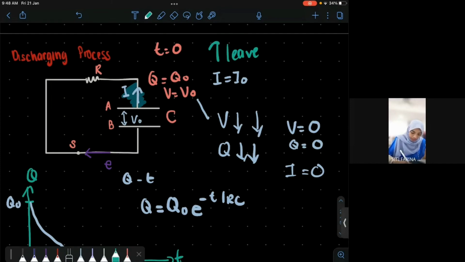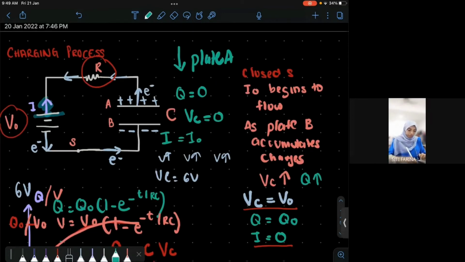Okay, dia keluar daripada plate A. So, current kamu akan travel in the opposite direction. Okay, untuk proses charging dan discharging, arah current kita flow adalah opposite. Waktu dia tengah charge, dia akan pusing contoh clockwise. Macam ginilah.